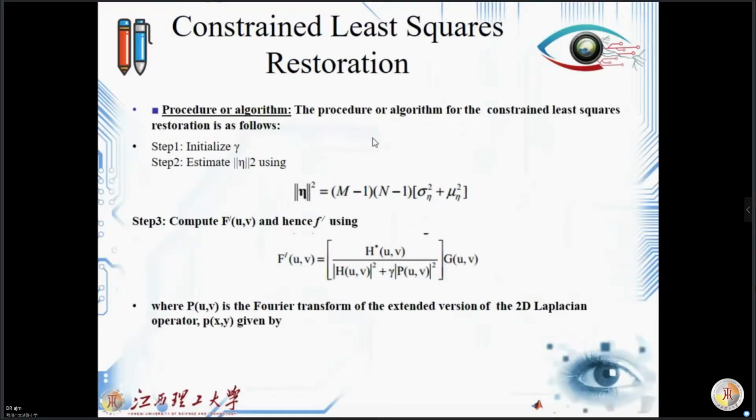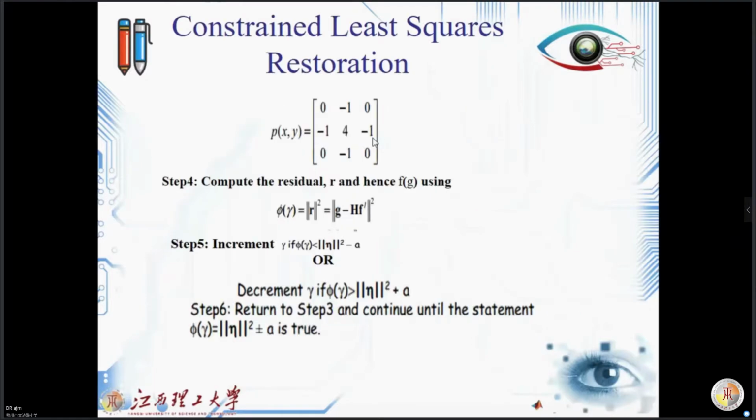Then with constrained least square, we have the procedure or algorithm. In step 1, we initialize lambda and estimate eta using the below formula. Then in step 3, we compute F prime(U,V), and hence f prime, using the Fourier transform or frequency domain formula, in which P(U,V) is the Fourier transform of the extended 2D Laplacian operator p(x,y). This is the algorithm and process which we have in constrained least square restoration, and this is actually what will happen when you put the formula in MATLAB.